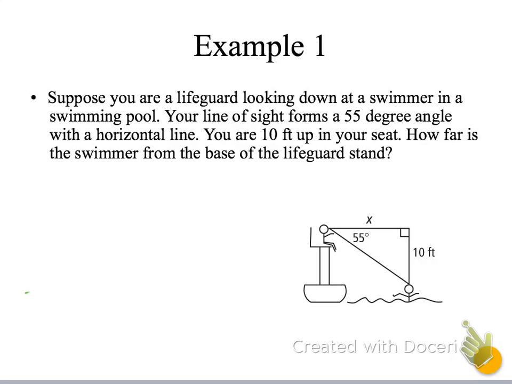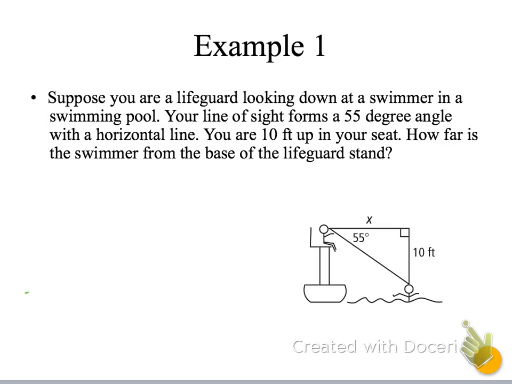So example 1: suppose you're a lifeguard looking down at a swimmer in a swimming pool. Your line of sight forms a 55-degree angle with a horizontal line. You are 10 feet up in your seat. How far is the swimmer from the base of the lifeguard stand? This is going to be an angle of depression because you're looking downward at the swimmer. So we're going to use our trigonometric ratios that we learned about last class to figure this out.